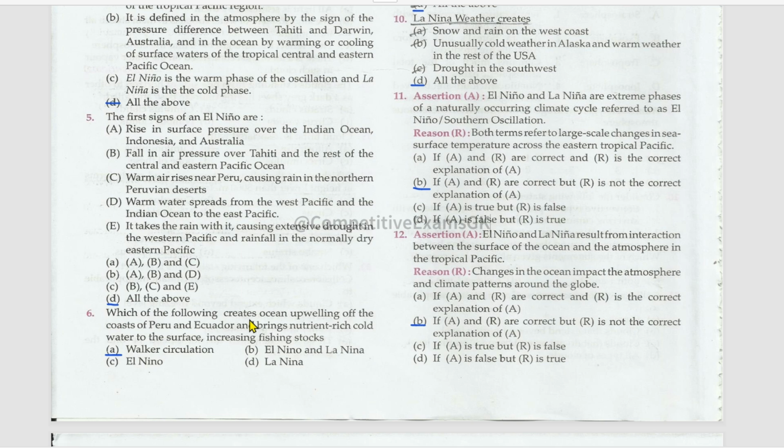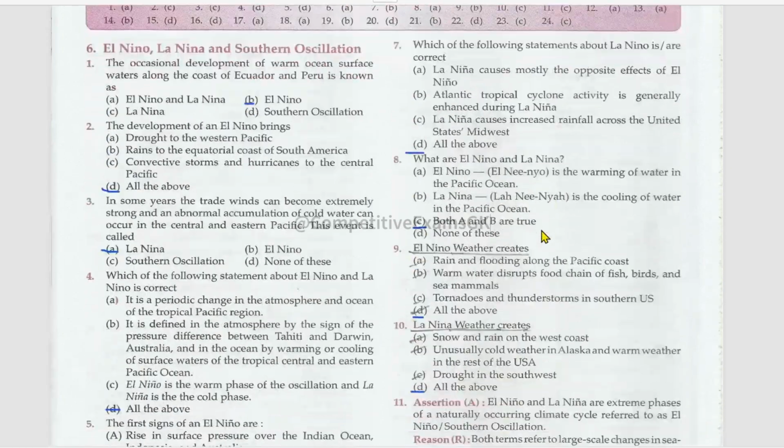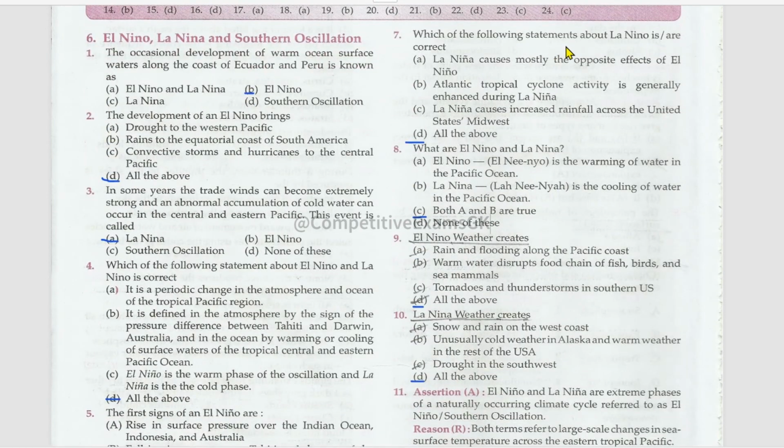Which of the following creates ocean upwelling off the coast of Peru and Ecuador and brings nutrient-rich cold water to the surface, increasing fishing stocks? That is water circulation. Which of the following statements about La Nina is correct? La Nina causes mostly the opposite effects of El Nino, right? Atlantic tropical cyclone activity is generally enhanced during La Nina, right? La Nina causes increased rainfall across the United States Midwest. This is also right. All of them are the right options.